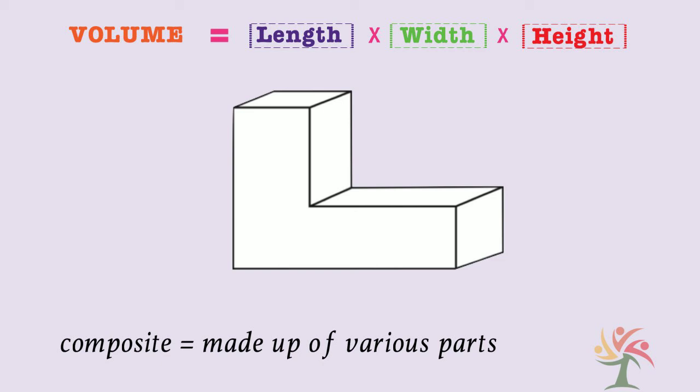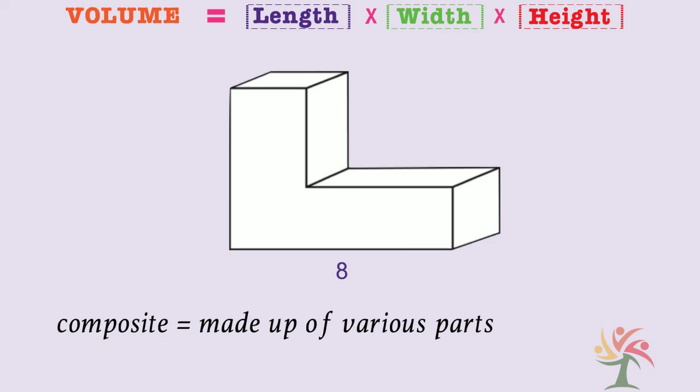So, the length along the bottom is 8. And we are measuring these in cubic units. The length along this top section is 2 cubic units. The width in green is 3 cubic units. And the height of this shorter section is 2 cubic units. And the height of the taller section is 6 cubic units.